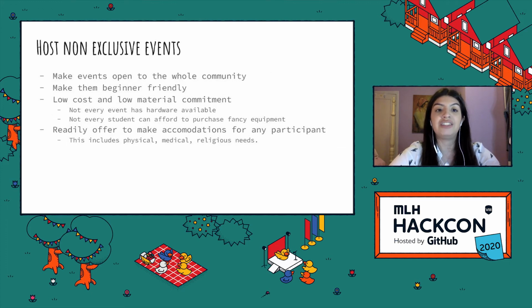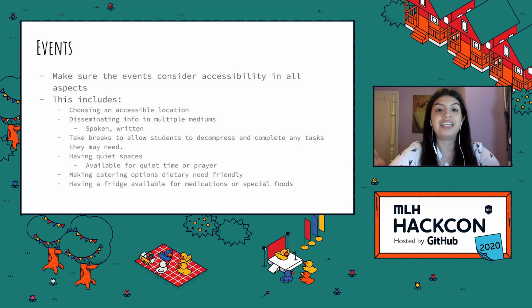Hosting non-exclusive events is important as well. So making sure your events are open to the whole community, wherever you define that as, making them beginner friendly, and making sure that they are low material and low cost commitment. So not every event has MLH type hardware available, and not every student can afford to purchase fancy equipment. Making sure that students are still able to participate with whatever they have is really important to maintaining an inclusive space. And always readily offer to make accommodations for any participant who could need them, and this could include physical, medical, or religious needs.